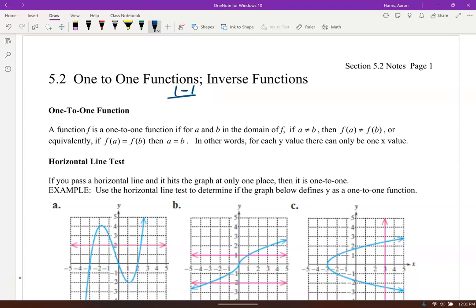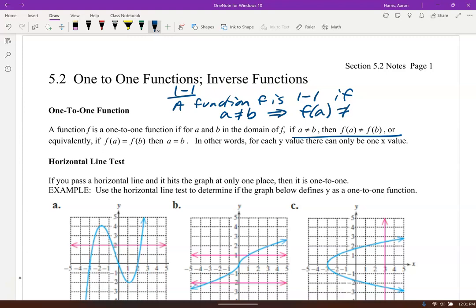A function is one-to-one. So first of all, it has to be a function, meaning it has to first pass the vertical line test. For every input, there's one output. A function f is one-to-one if, and this is your classic definition, if a is not equal to b, then f of a cannot be equal to f of b. In other words, for every y value, there can be only one x value.